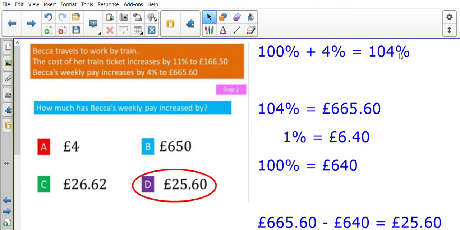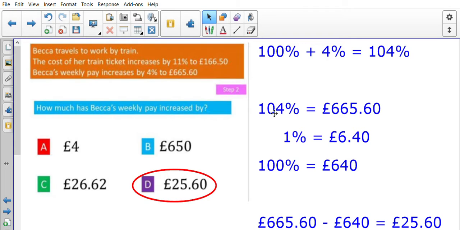And we're also told in the question that the price of our weekly pay is now £665.60. So this is why we've made 104% equal to £665.60. Ultimately, we're trying to get to the amount of her original pay. So what I have done is I've taken it to 1% first. In doing so, we need to divide each side by 104.